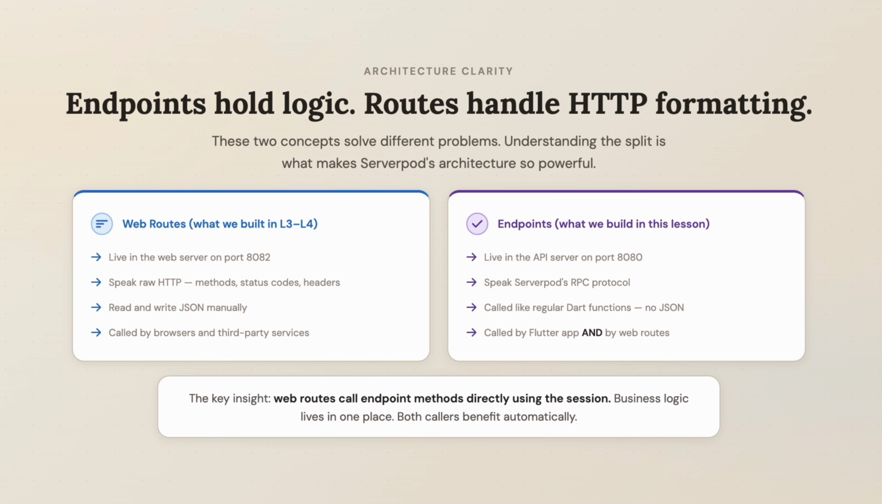Great. So here's a key insight. You can call endpoint methods directly from inside web routes. So the pattern we're building is that endpoints hold all the business logic and database queries, and web routes call those endpoints to get their data and then format the response as JSON for HTTP clients. Make sense? So this means that the web dashboard will share the same underlying logic with your Flutter app in case you decide to design it. So the same queries, the same calculations and validations.